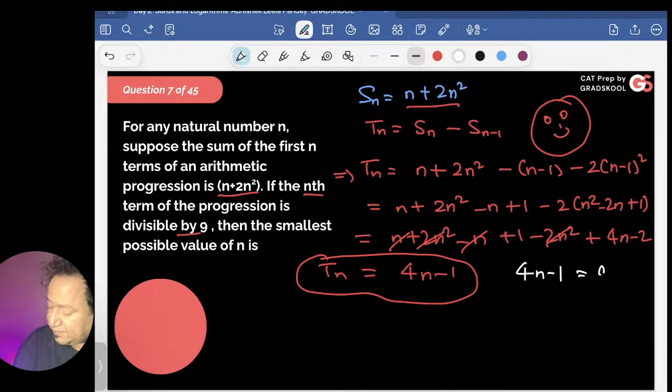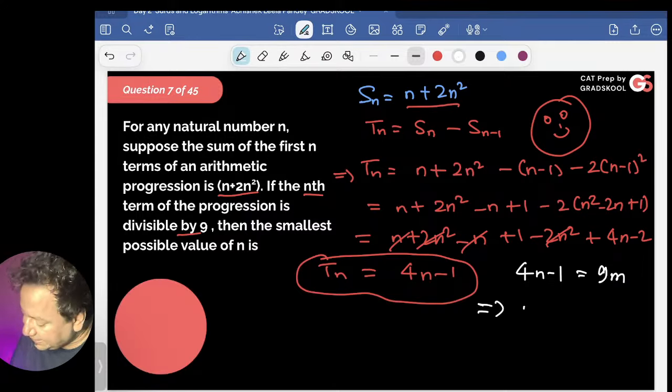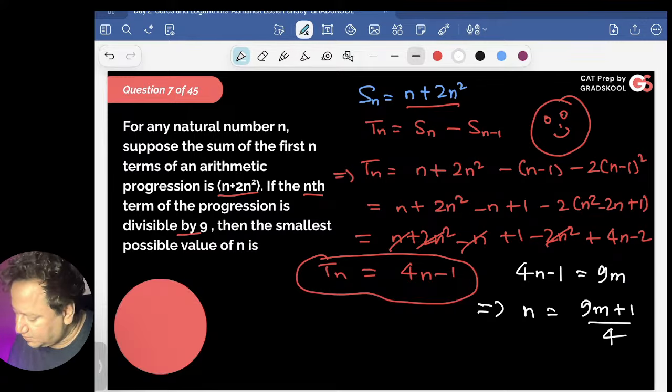be equal to 9 times n. Is that right? All of you got that? So I can write n as (9m plus 1) upon 4. I want n to be a natural number and m also to be a natural number.